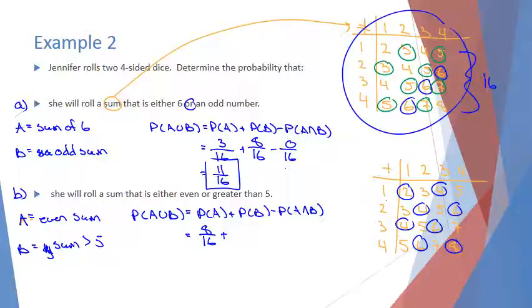B is sum greater than 5. Go green again. So these are the sums that are greater than 5. So it looks like there is 6 of them. And now I want to subtract the times that I have an even sum that is greater than 5. So that's both things occurring. And you can see within that green triangle, I have four blue circles, which are 4 even numbers. So that'd be subtracting 4 out of 16. So 8 plus 6 is 14, minus 4 is 10 out of 16, or 5 out of 8. However you want to express that.